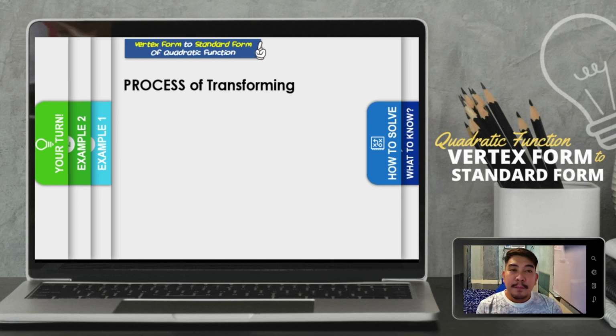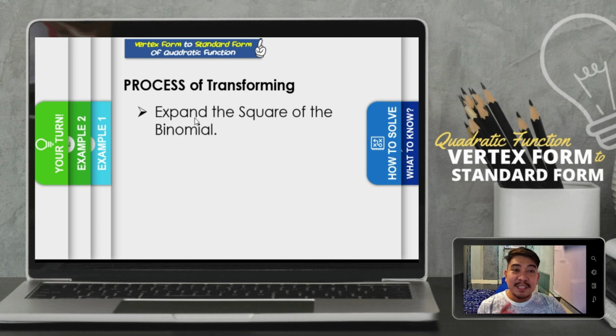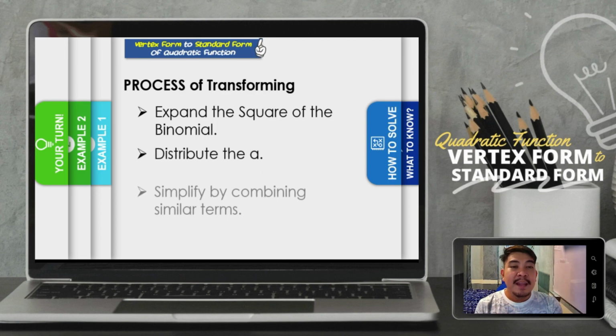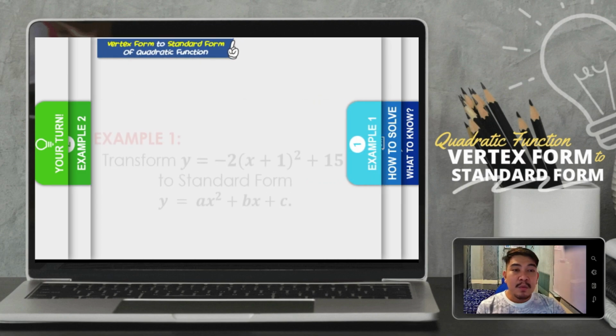So what is the process of transforming? The first one, we need to expand the square of the binomial. We can use squaring a binomial technique or the FOIL method. Then we need to distribute the value of a. Then the last one is to simplify the given function by combining similar terms. So let us now have example number 1.